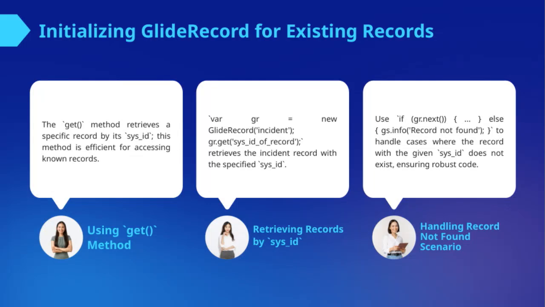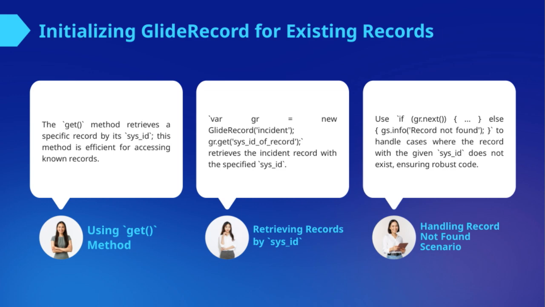Now let's look at how we initialize a GlideRecord for existing records. When working with records, it's important to handle cases where the record might not actually exist. To do this, we use an if statement combined with gr.next(). If the record is found, we can proceed with our logic inside the if block. If not, we want to log or handle that scenario gracefully, so we include an else clause with gs.info indicating that the record was not found.